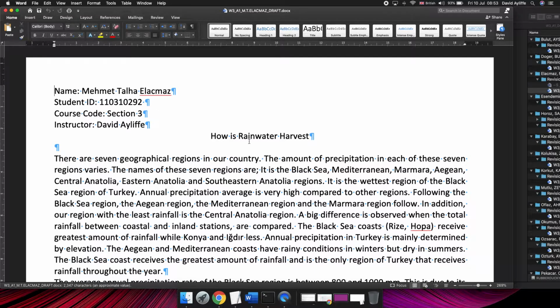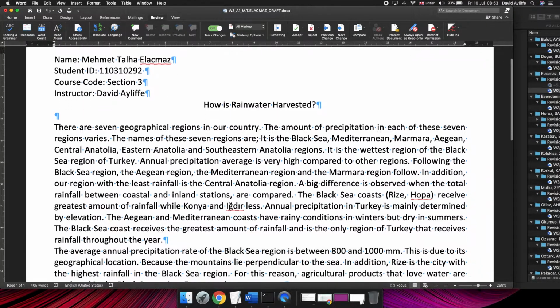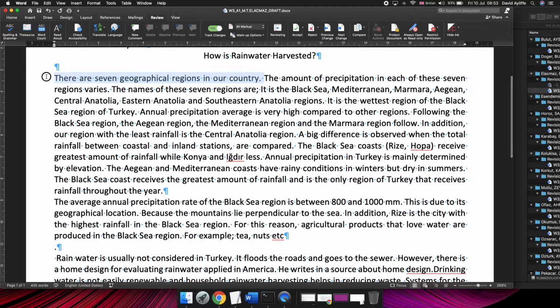Mehmet, how is rainwater harvested? There are 7 geographical regions in our country. Okay, that's the start of a good sentence, but it's not a sentence. Combine these sentences. I don't care about the names of the region. Nobody cares about the names of the region. It's not important for this essay.